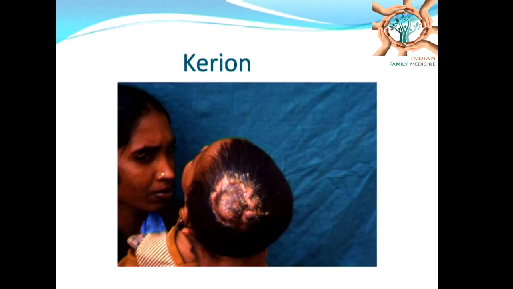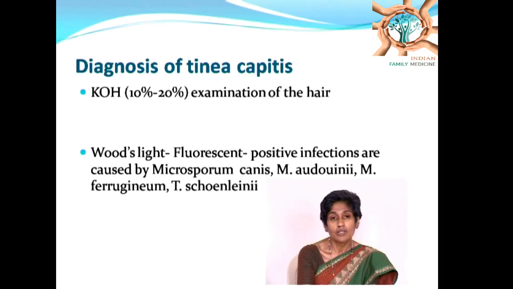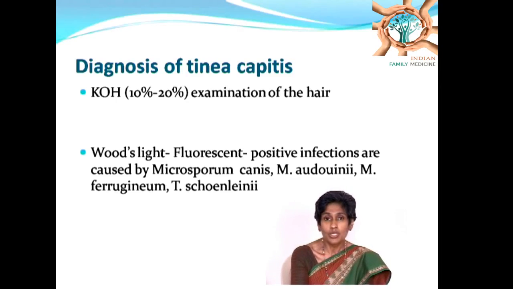The diagnosis of tinea capitis is usually by KOH examination of the hair and by using a Wood's lamp, which is a special lamp by which you can see the fluorescent positive infections. And these fluorescent positive infections are Microsporum canis, Microsporum audouinii, Microsporum ferrugineum, and Trichophyton schoenleinii.